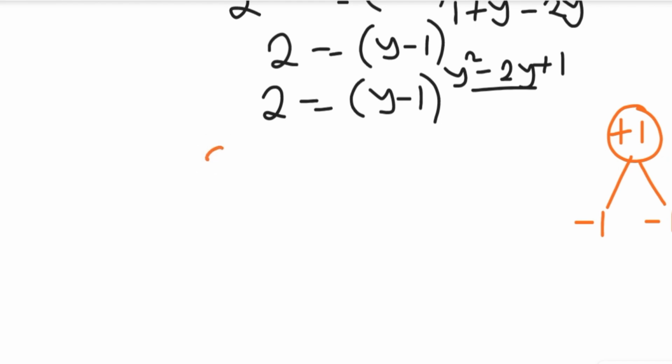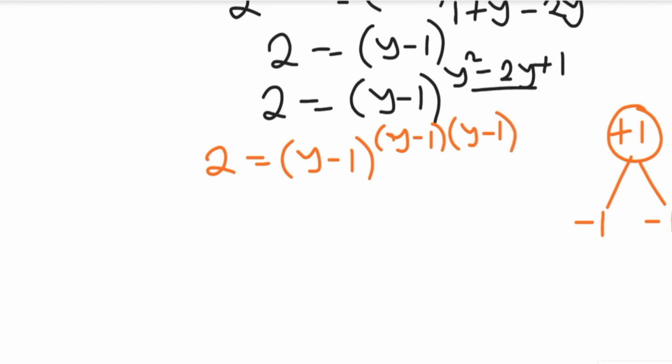So that will give us 2 equal to y minus 1 all to the power of y minus 1 multiplied by y minus 1, that is, 2 equal to y minus 1 to the power of y minus 1 all squared. That's the product of two squares. So we'll have that as our result.